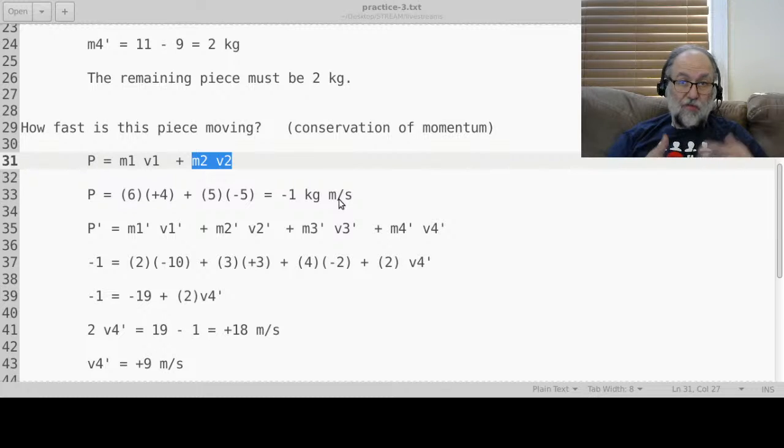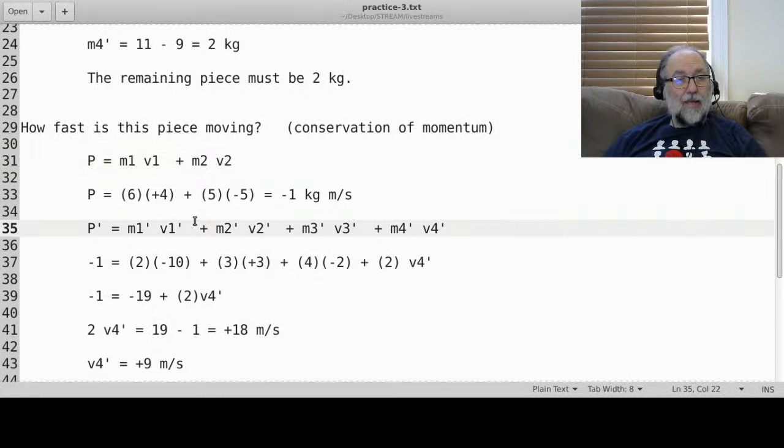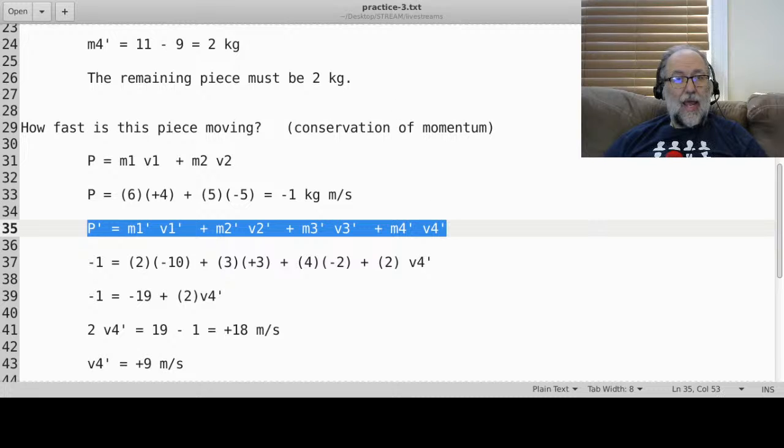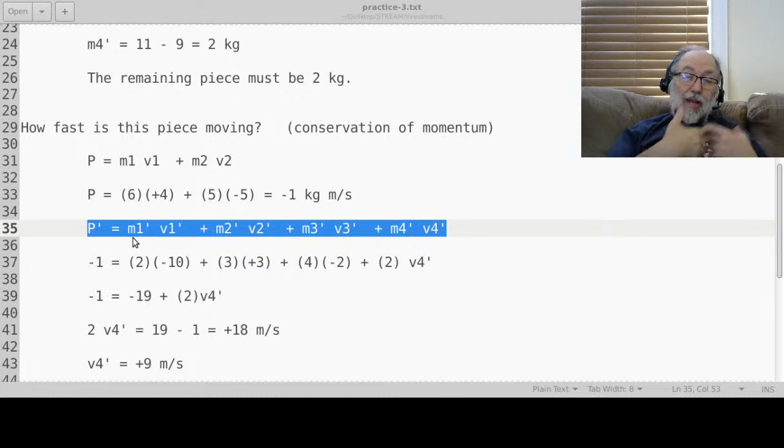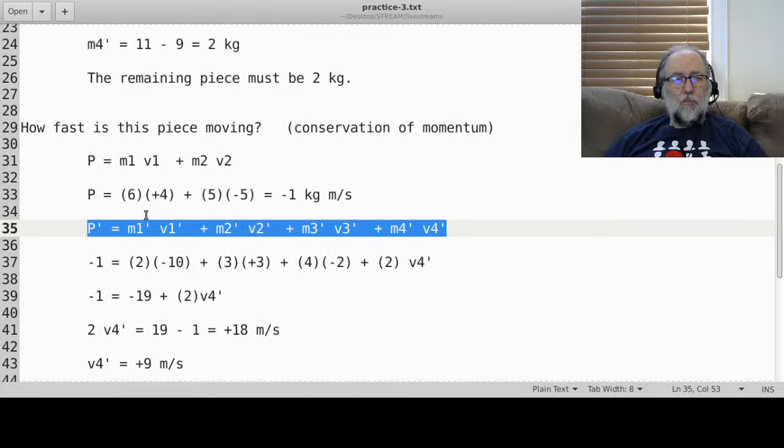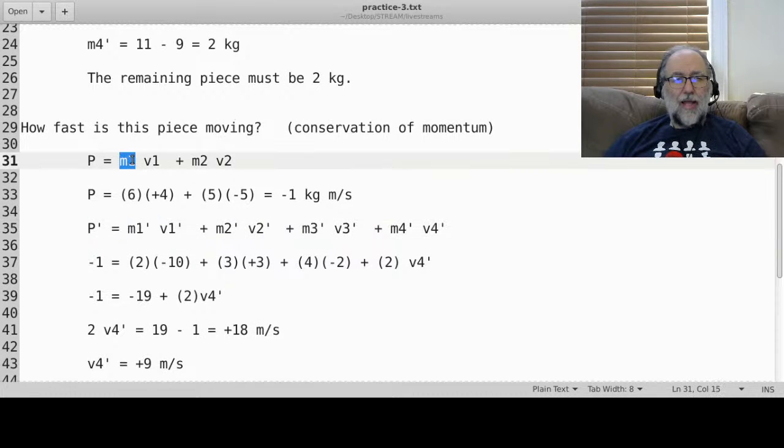What about an expression for the momentum after? Same thing, but now you've got four masses, and it looks like that. Okay. So m1 primed, just meaning the mass one after. Okay. And multiplied by v1 primed, and so on through the four masses. And don't think that you have to associate m1 primed with m1 here or anything like that, because again, it really doesn't matter how they rearrange themselves.